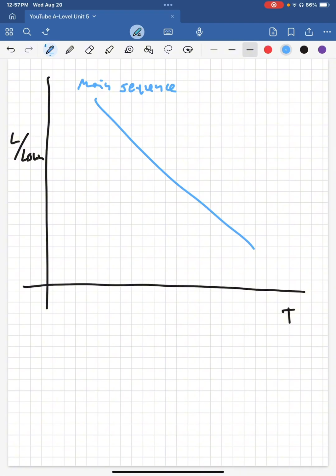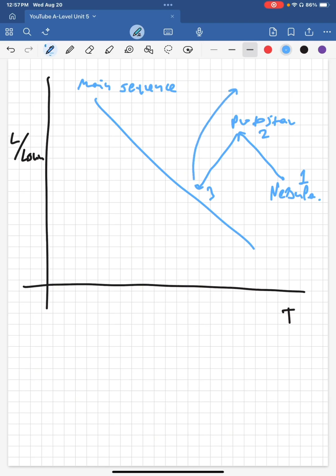Over here, we're going to have nebulas. Actually, let's put it here, nebula. So we start with a nebula, this is phase 1. We create a protostar, which is over here. And then the protostar collapses into the main sequence star. So this is phase 2, phase 3.